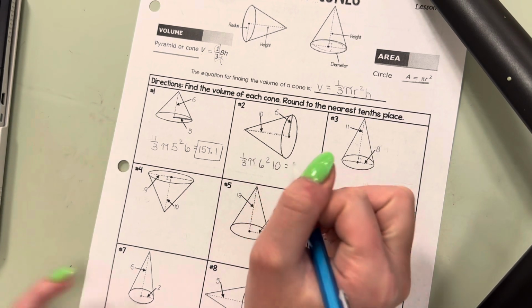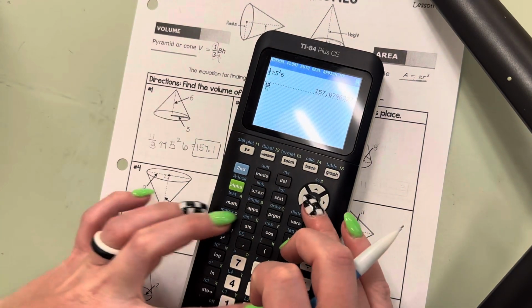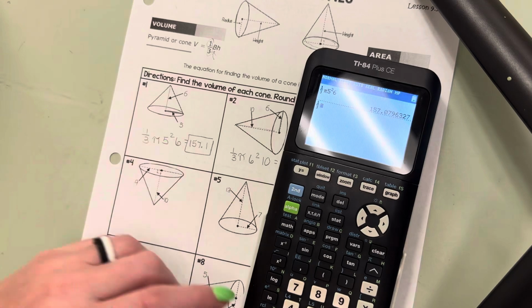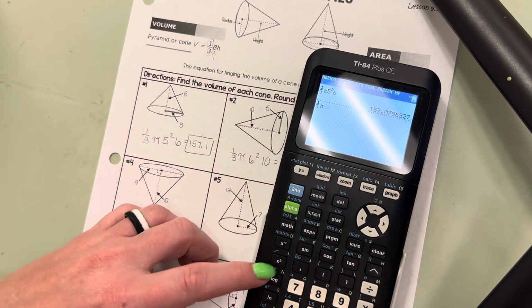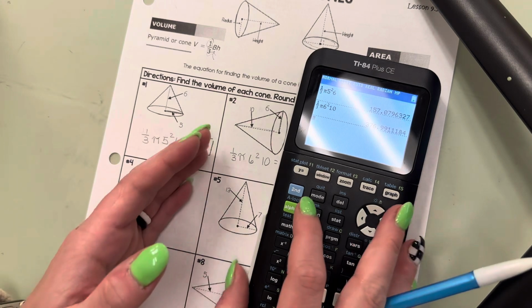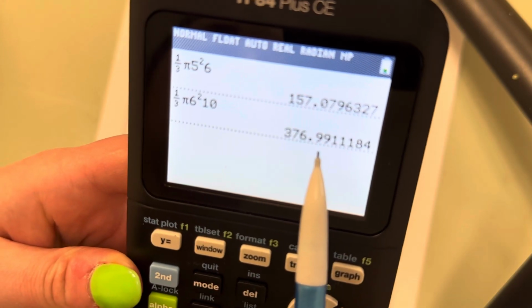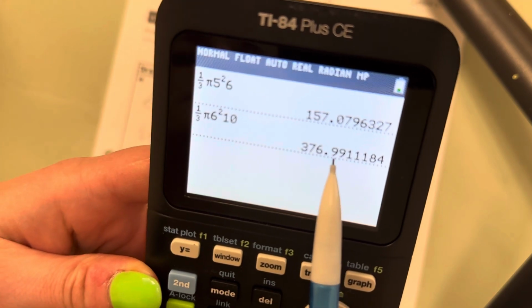Now I can type this in, alpha and the button next to it, so 1/3 pi 6 squared 10. If I round to the tenths place, this 9 is going to bump here, and this 9 is actually going to bump over here. So we actually get 377.